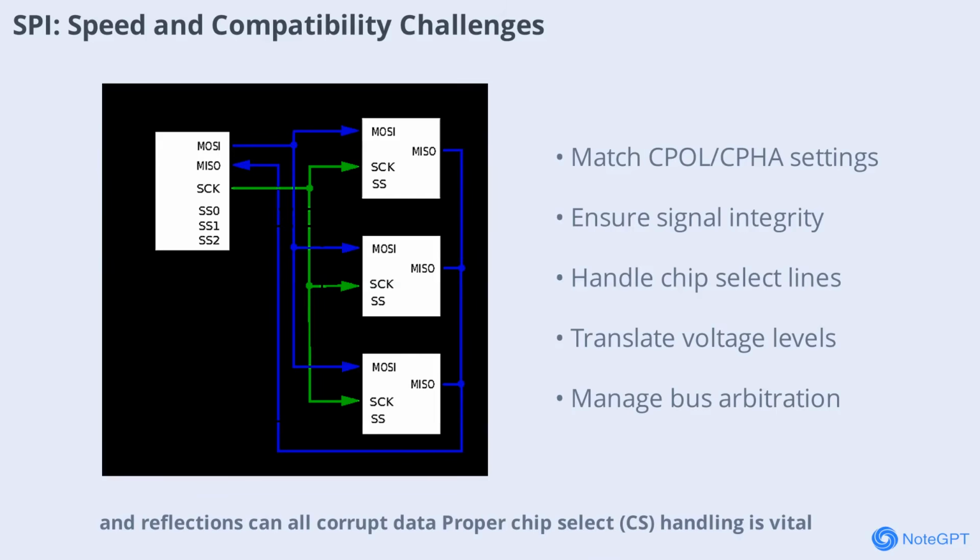Proper chip select (CS) handling is vital. Sharing CS lines or misconfiguring their timing leads to device conflicts and unreliable communication. Voltage level mismatches, long PCB traces, and improper termination further complicate high-speed designs. Unlike I2C, SPI doesn't natively support multi-master setups, so arbitration and bus management must be handled externally. By paying close attention to these details, you can harness SPI's speed without falling victim to its pitfalls.